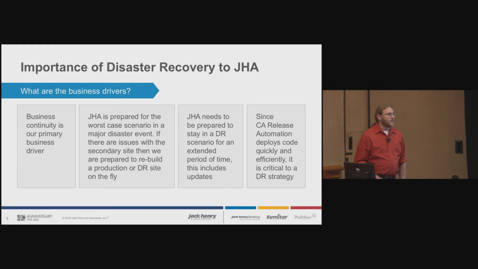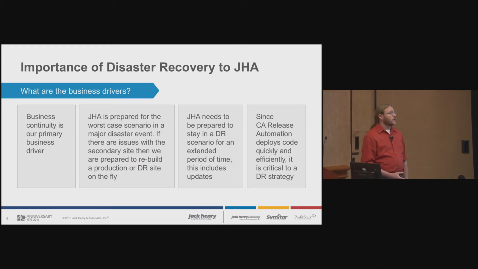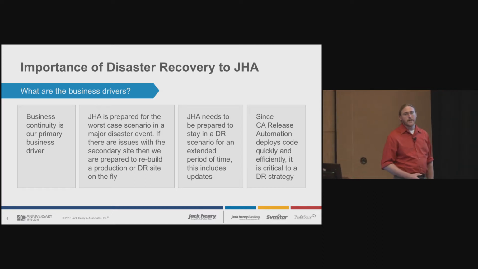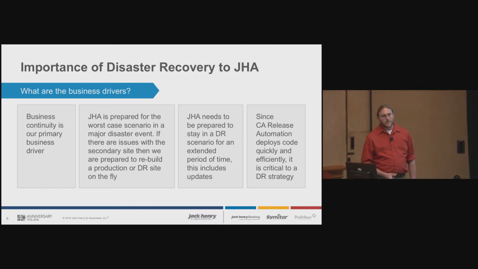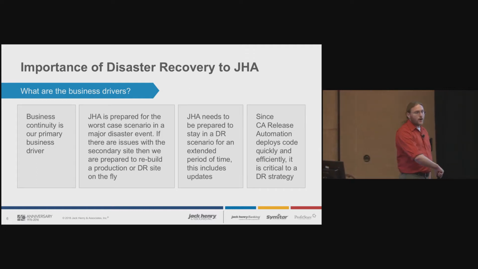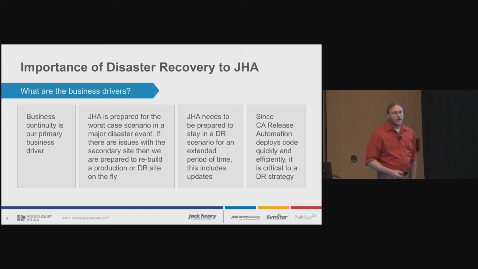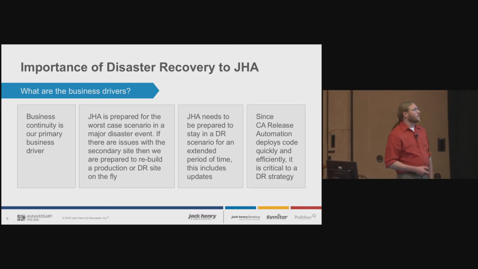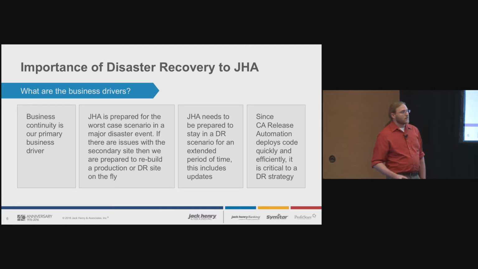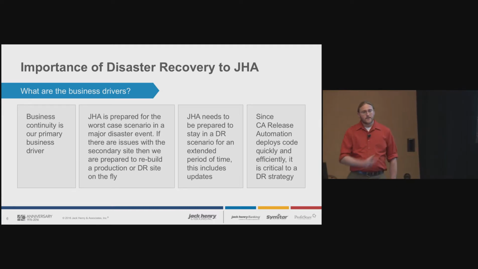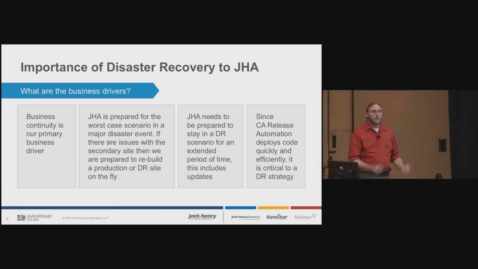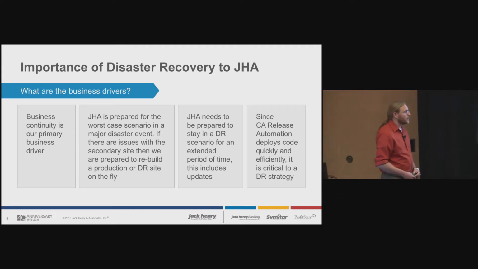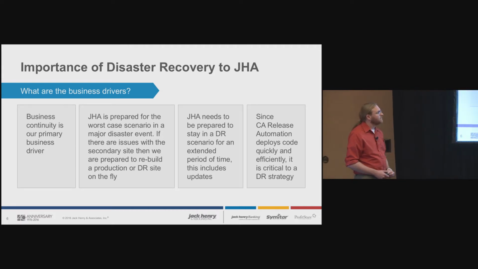So what was the importance of a disaster recovery architecture to Jack Henry? Our primary business driver was business continuity. We want to make sure that our services and applications are available to our customers no matter what, whether primary sites fail or secondary sites fail, thinking worst case scenario. Jack Henry is prepared for the worst case scenario in a major disaster event. So if there are issues with the secondary site, we can spin up brand new servers and deploy code to those servers on the fly.